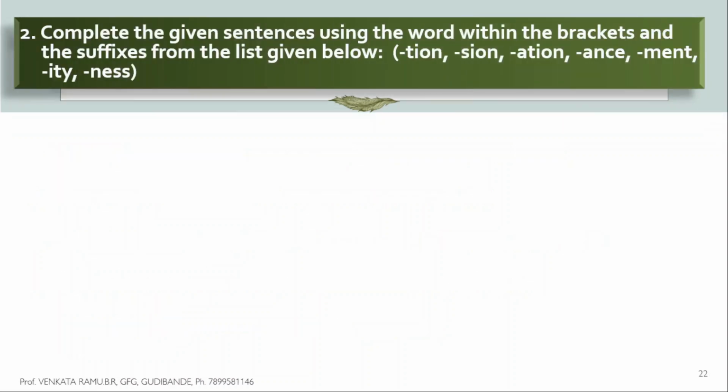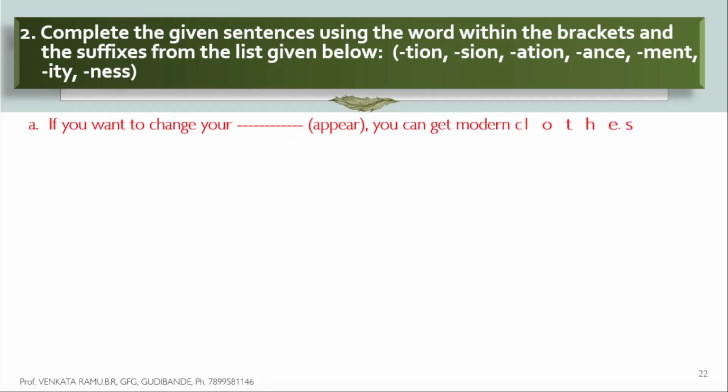Come to the second exercise. Here it is given. Complete the given sentences using the word within the brackets and the suffixes from the list given below. Within the brackets, some of the suffixes are given here, like ION, SION, ATION, ANCE, MENT, ITY, NESS. The first one. If you want to change your blank within bracket appear, you can get modern clothes. For this, we can use the word appearance.